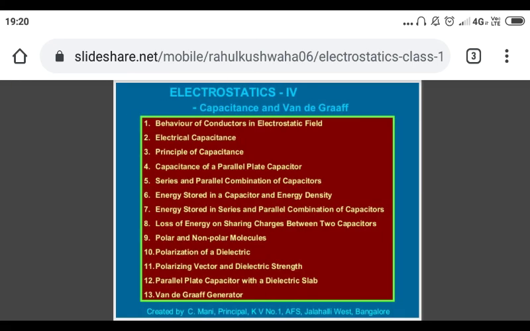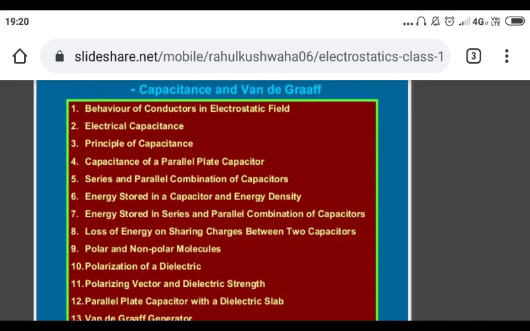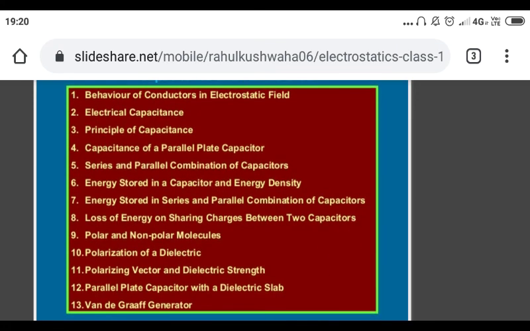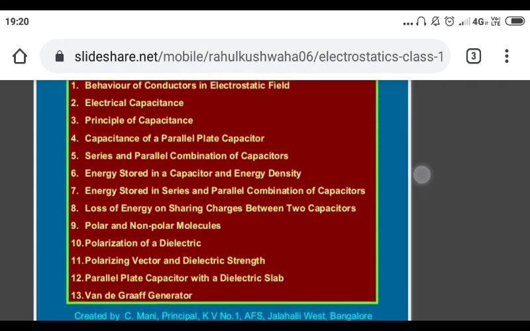So the energy stored, capacity. So out of these, what we have done is electrical capacitance, principle of capacitance, capacitance parallel, another three also. Polarization vector, dielectric strength, parallel plate capacitor with dielectric slab. Okay, there is one more important small 2-mark question which is not in your NCERT textbook. And one more question, a bigger question.